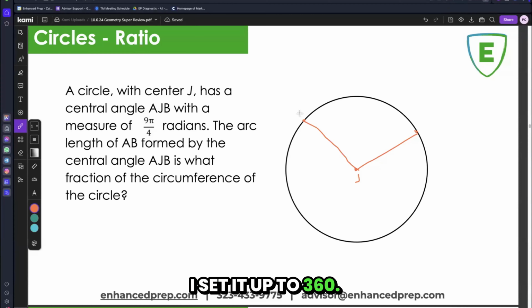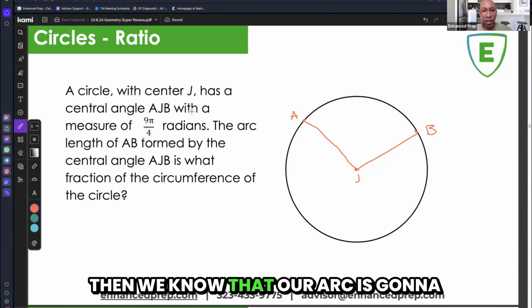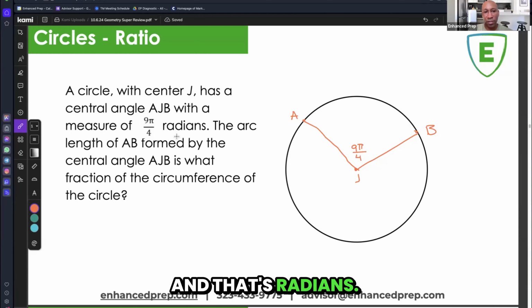I set it up like 360. So let's see. We have this one here. And then we know that our arc is going to be 9 pi over 4, and that's in radians.